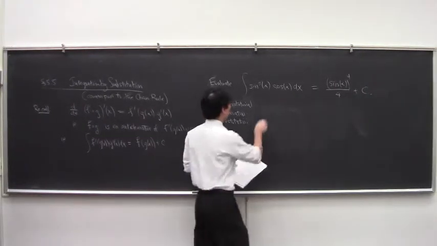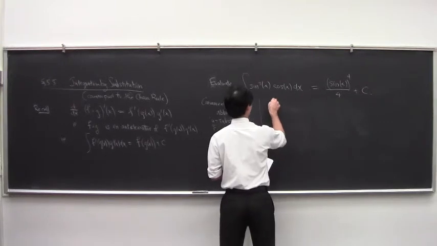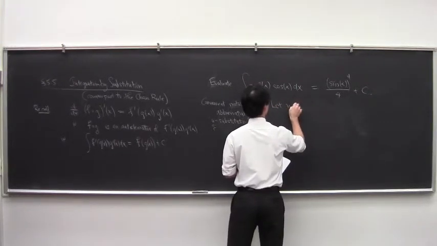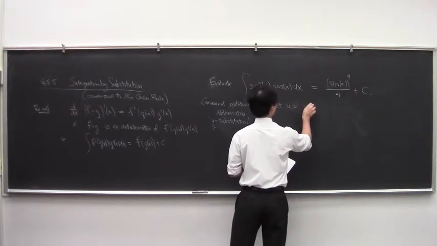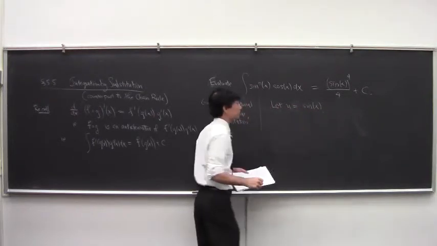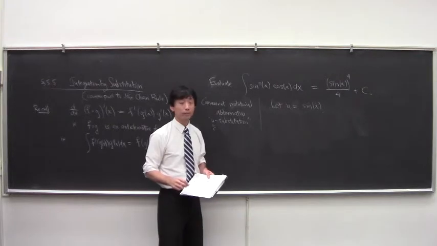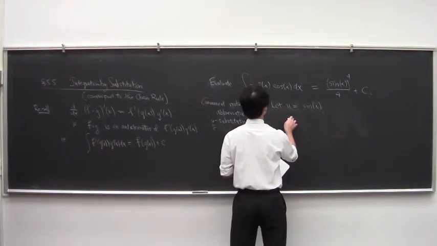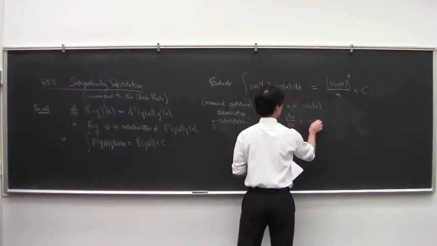Okay. So you say, I'm going to rewrite this. Let u be sine of x. Let u be sine of x. Then I can rewrite this as... du dx is cosine of x.